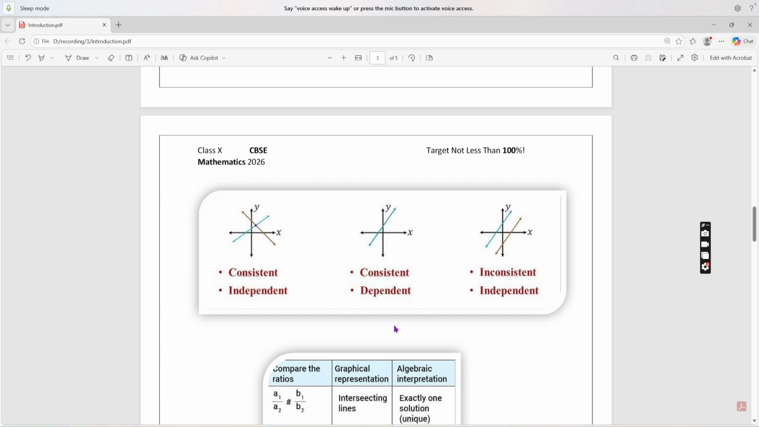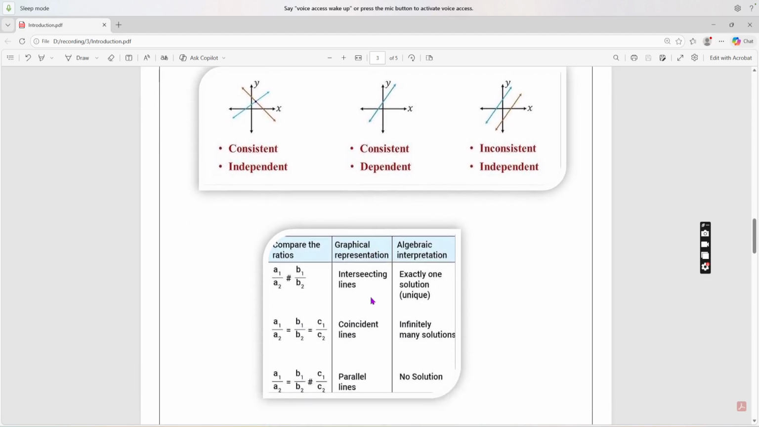Now, what is the other set of four words? Coincident lines, consistent solution, consistent system, dependent system, as well as infinitely many solutions. Here, no solutions, parallel lines, inconsistent and independent. If we get mastery of these sets of four words, in total 12 words, then it would be highly easy for us to understand each and every question without any mistake.